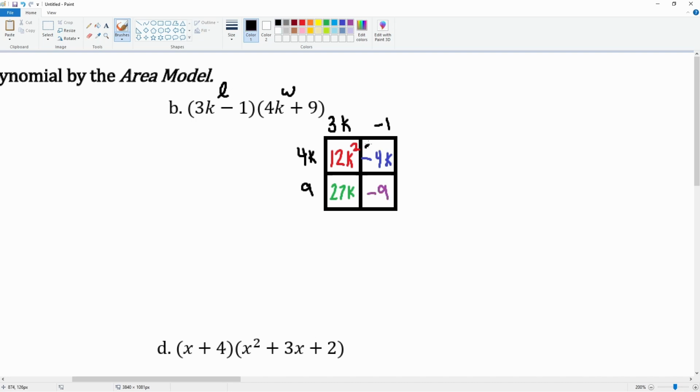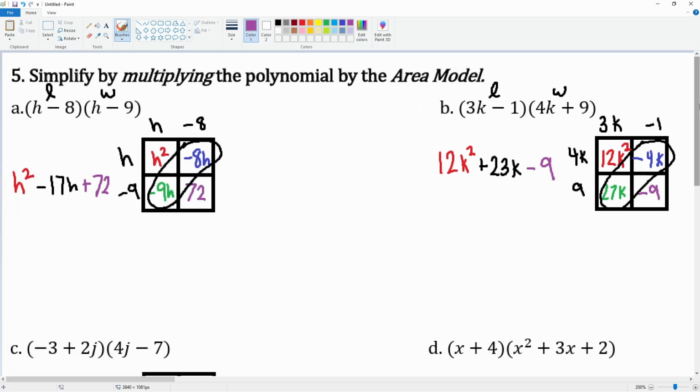Notice the diagonals are like terms. So we write 12k squared. That's the highest exponent. Combine the like terms. 27k and negative 4k becomes positive 23k. Then you have negative 9. That is the complete polynomial.